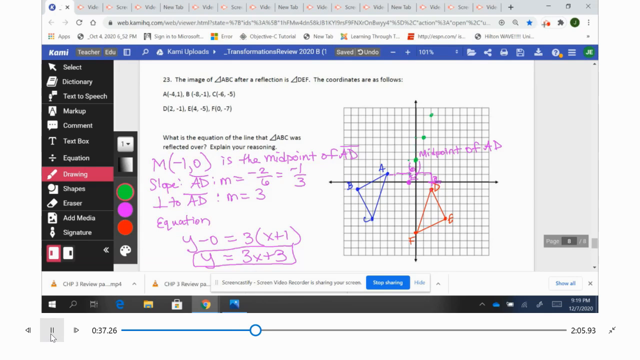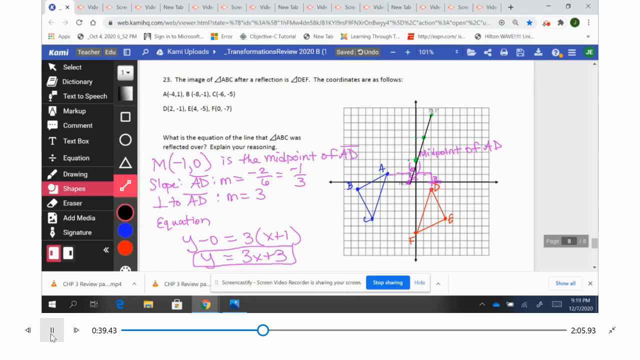So I'm starting to graph that. And hopefully, as you see it now, you imagine folding it over using that line. A would go to D, B would go to E, C would go to F.